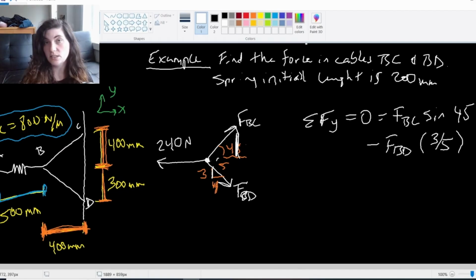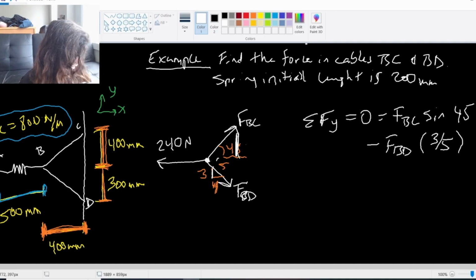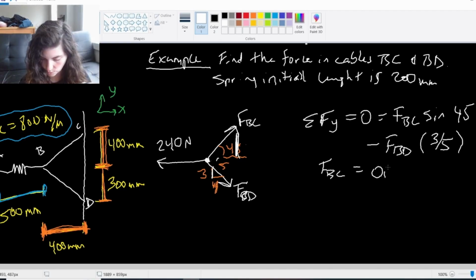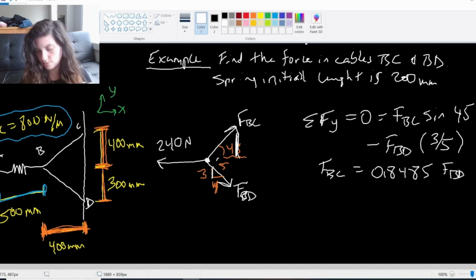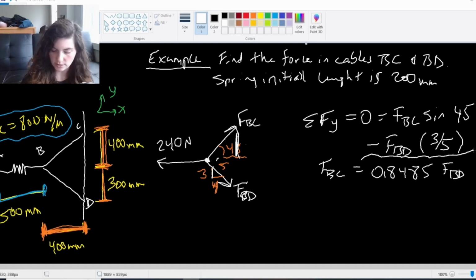So for this, I can easily now go and back solve, right? I can set up this relationship, solve for one of these variables. So I'll go ahead and say FBC equals, if I plug that in my calculator, I get 0.8485 FBD. And again, that's just the algebra rearranging this equation here.